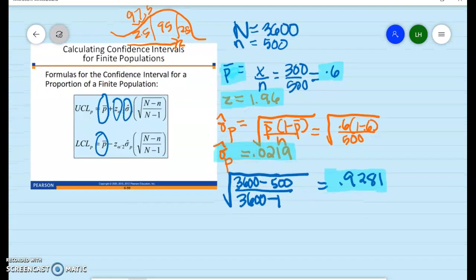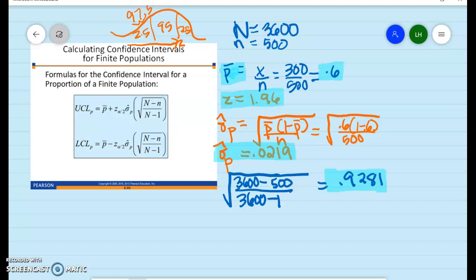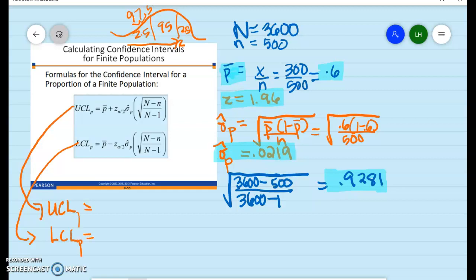So I'm going to erase all that, and I'm going to put it down here. So we're going to do our upper and we're going to do our lower. And it equals our proportion, which we calculated to be 0.60, plus and minus z, which is 1.96. And we're going to do our standard error of our proportion, which is 0.0219. And then we're going to times that.